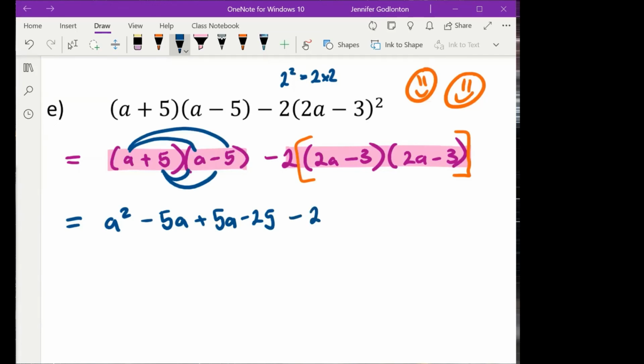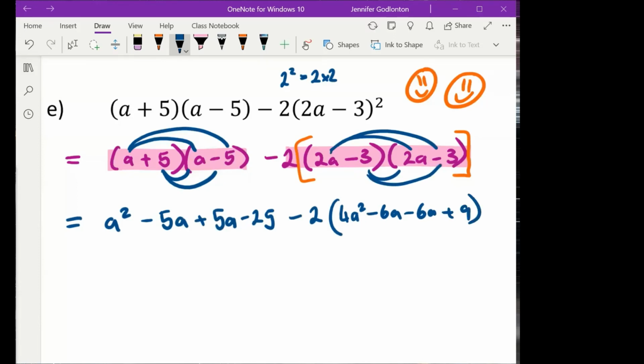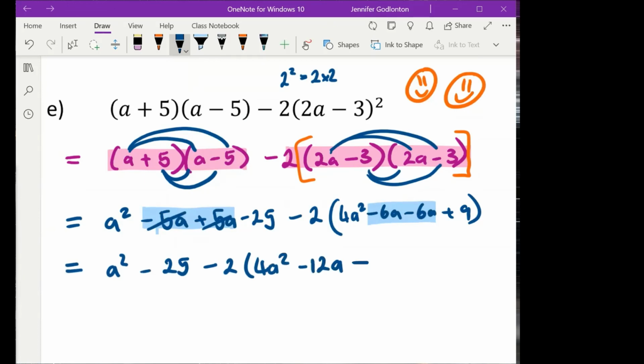Now I'm going to write my minus 2, and inside this bracket, I now have 4a squared minus 6a plus 9. I'm going to start adding my like terms in both of the different areas. So those two I'm going to add together, those two I'm going to add together. So a squared minus 5a plus 5a, they cancel each other out, minus 25. Minus 2, and then inside this bracket, I've got 4a squared minus 12a plus 9.